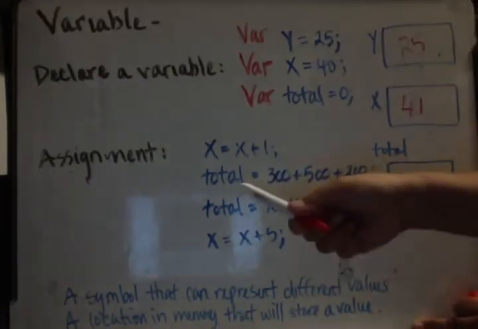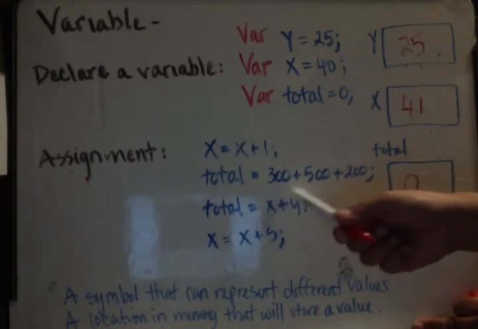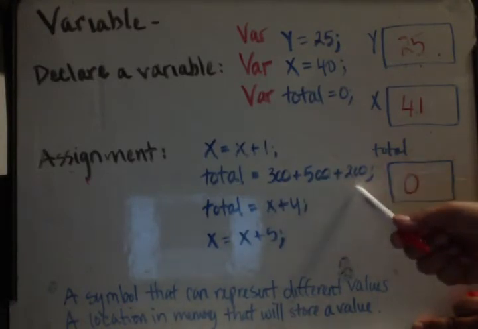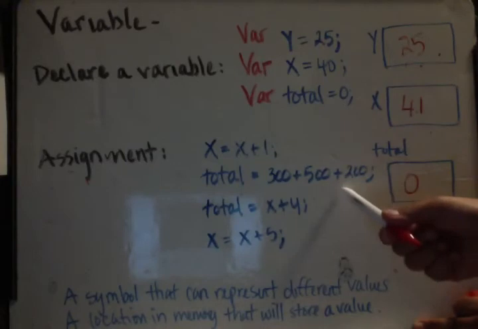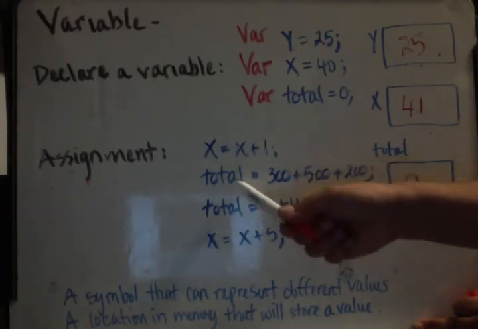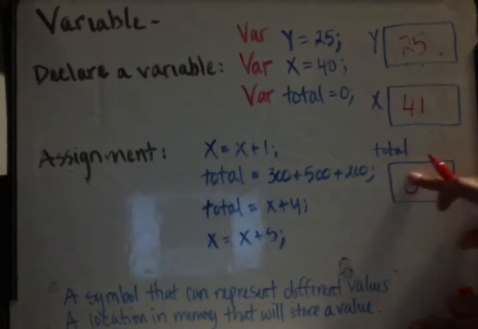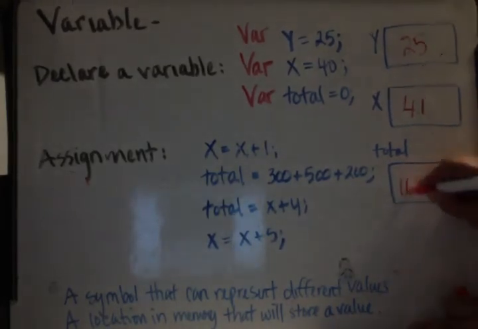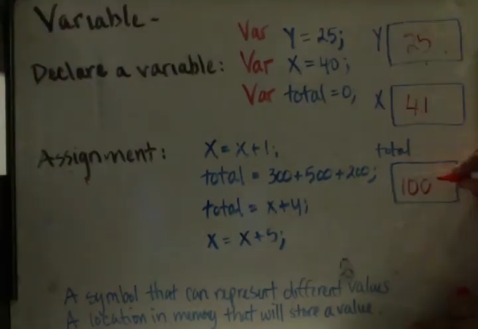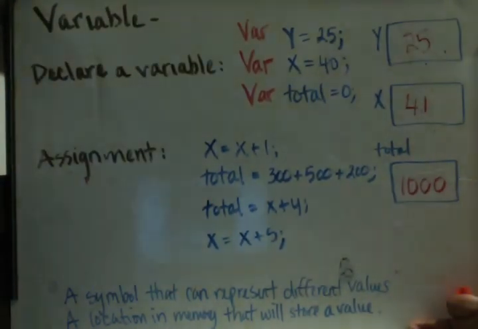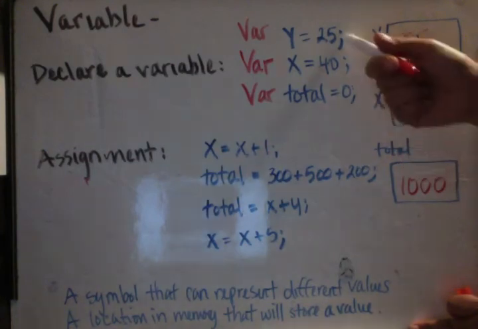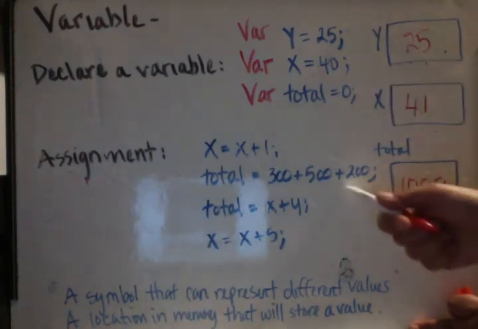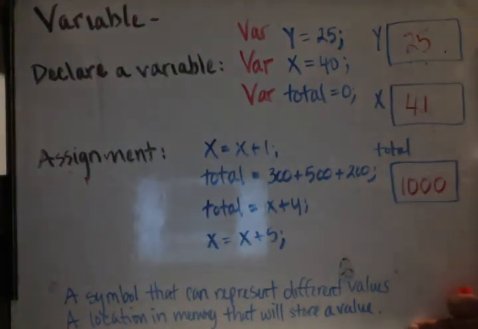The next statement here says total equals 300 plus 500 plus 200. That makes 1,000. So now we did the calculation, we're going to change the value of the variable total to be 1,000. So notice that these variables are losing their initial values. And as the program executes, you have to consider how the variable is changing.